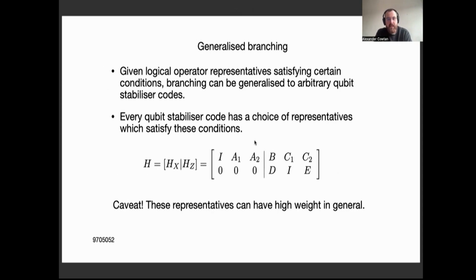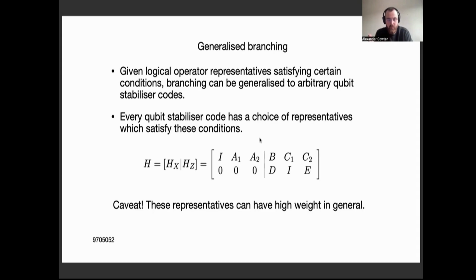And I'm going to elide the details of how one then goes from doing branching on Z logical operators to branching on a combination of Z, X, and Y logical operators. But essentially, the scheme requires certain conditions on the supports of my representatives, which I'm going to branch. And it turns out that every qubit stabilizer code has a logical basis such that there are representatives for every logical qubit which satisfy those conditions, assuming that you're trying to branch representatives which are acting on different logical qubits.